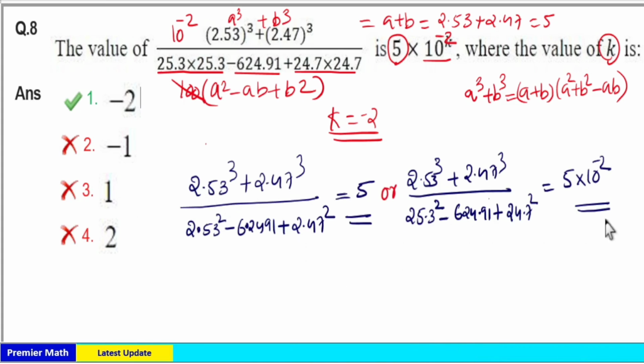If you look at this, you will understand the answer. If it is 2.53 square, a square minus ab plus b square in the denominator, your answer should be 5. If it is 100 into a square minus ab plus b square, then answer should be 5 into 10 raised to minus 2.